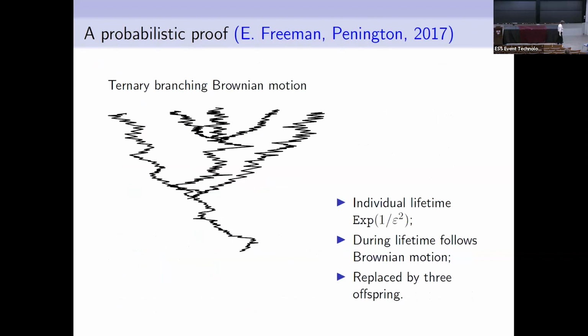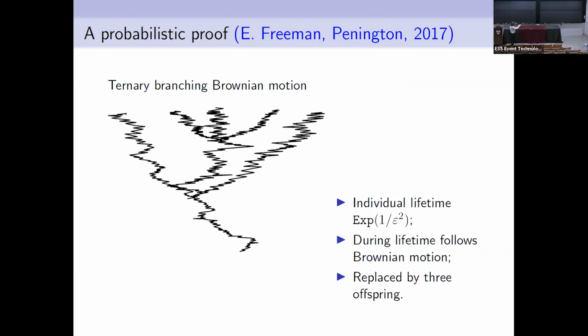So what we do is we find a way of representing the solution to the Allen-Cahn equation probabilistically, so in terms of a stochastic process. And the stochastic process in question is something called ternary branching Brownian motion. So what do I mean by that? Well, we're always going to just start from a single individual. Think of this individual as being at the point x at time 0. And that individual is going to evolve through time according to a Brownian motion until it dies.